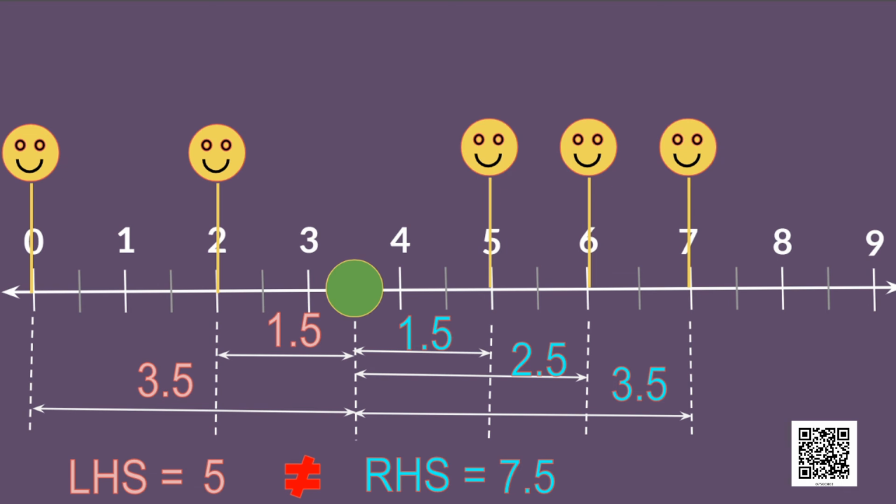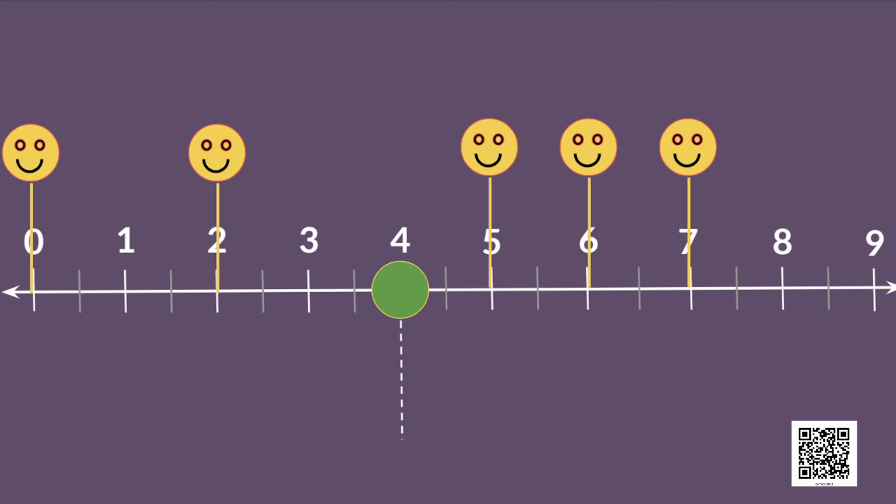Now children, looking at the left hand sum and the right hand sum, which side should the ball be moved so that we may get the left hand sum equal to the right hand sum? In which direction should we move the ball? Think, children. We have to move it to the right side, as the right hand sum is more compared to the left hand sum. But by how much? Let us try keeping it at 4. Earlier we had kept it at 3.5. Now we are keeping it at 4.